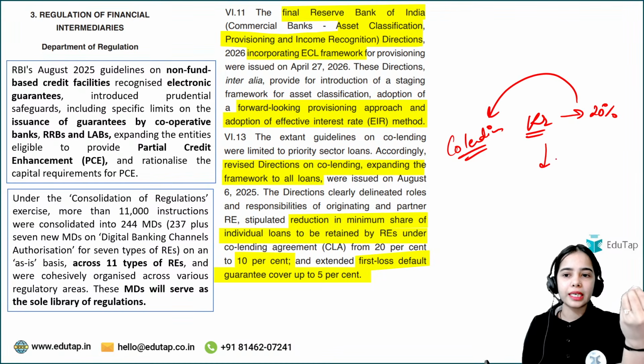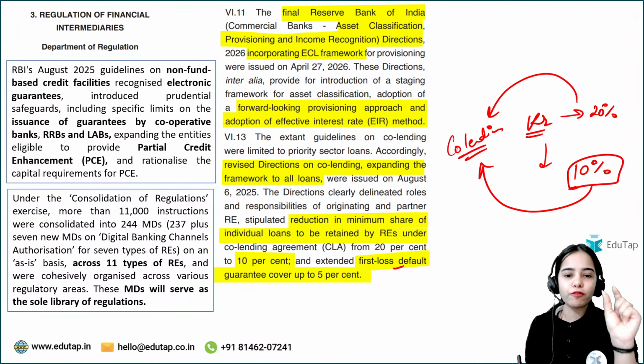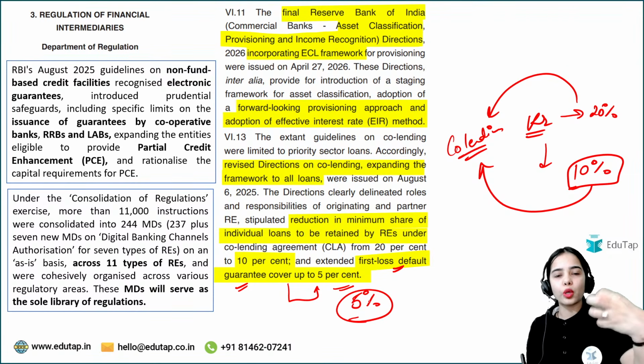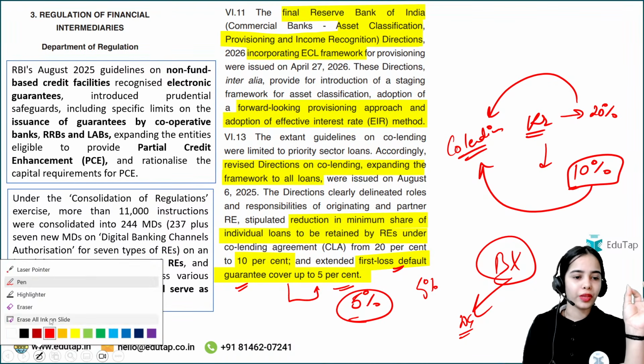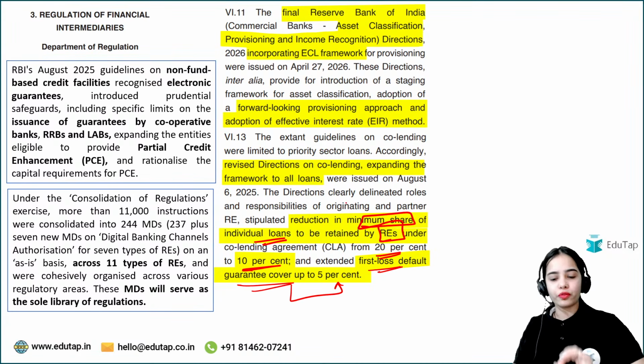But now it has been said that the regulated entity needs to only have 10% of the share in the co-lending space, as well as the first loss default guarantee cannot exceed 5%, it can only be up to 5%. Okay, so if a default guarantee is being given in case the borrower defaults, that will be only up to 5%. That is the idea. So remember that for the minimum share of individual loans, the regulated entity's share has been reduced from 20% to 10%. So now the regulated entity can have a minimum share of 10% in the co-lending arrangement, and the first loss default guarantee cover is only up to 5%.